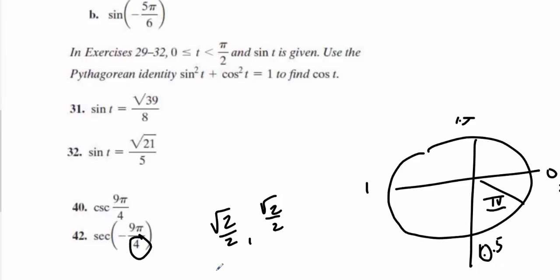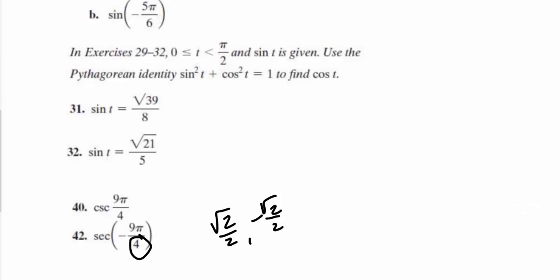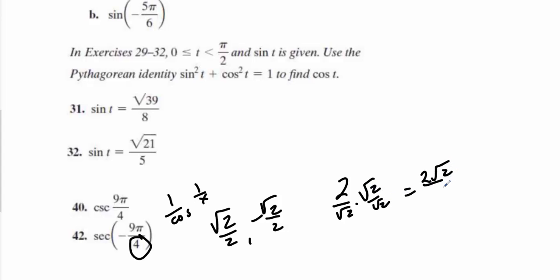In quadrant 4, I know that x is positive and y is negative. If I'm looking at secant, secant is the inverse of cosine, so secant is the same thing as 1 over cosine, or 1 over x. So it would end up being the same as that. So we would have 2 over square root 2 multiplied by square root 2. So I'd have 2 square root 2 over 2, and the 2's cancel out, and we just get square root 2.